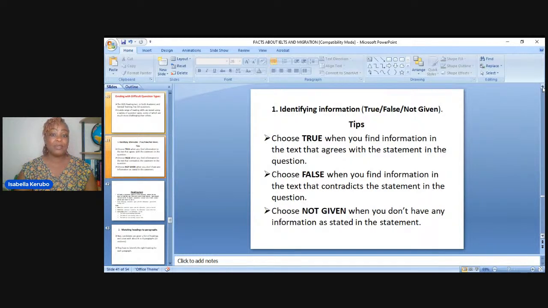So the difference between false and not given: for false, yes, this information that is provided here in the question, I read such a thing, or I can see such a thing in the text that I'm reading, but the information is not the way it is framed here. It contradicts. All right. To emphasize this, or maybe to make this easier to understand, I want us to go through an example. All right.